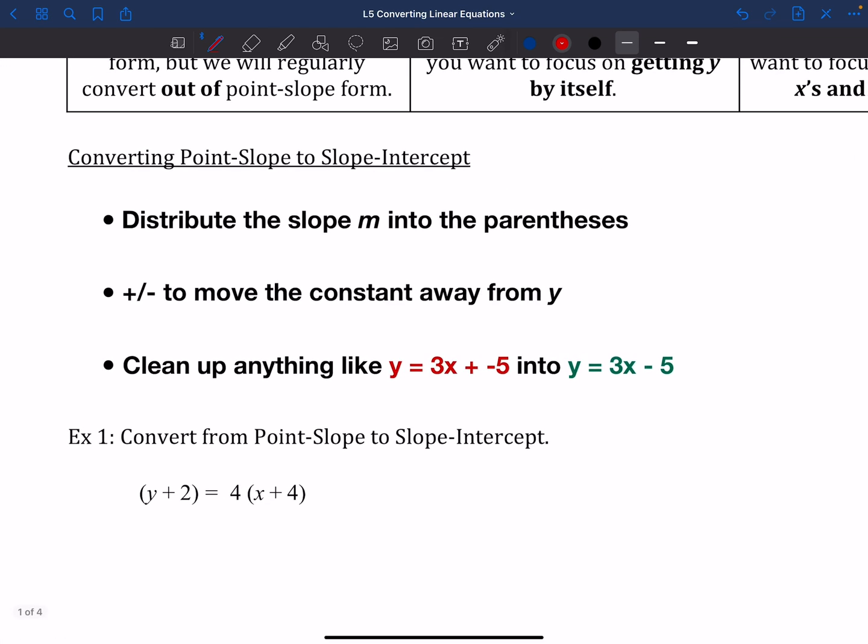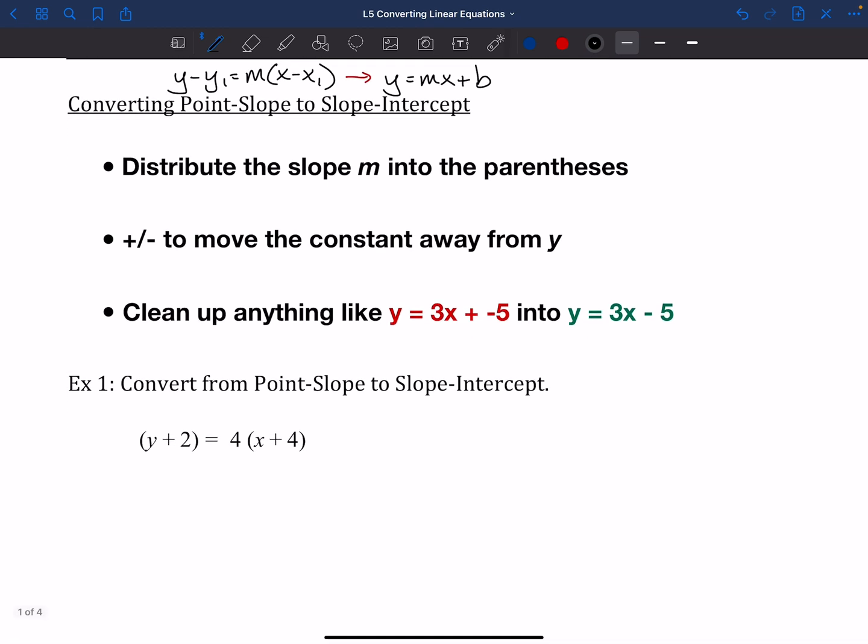Actually, let's go ahead and do this. Converting point-slope, which is this one, into slope-intercept, which is y equals mx plus b. To do that, we start off by distributing the slope m into the parentheses. After that, we'll have some constant that we need to move away from y, and then we might have a little bit of cleanup to do. We might have to take care of saying plus negative 5 and just turn it into minus 5. So let's take a look.